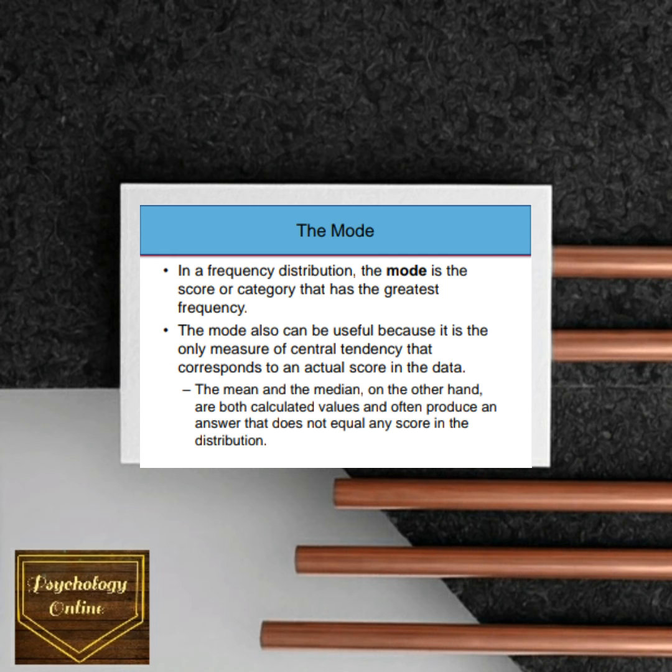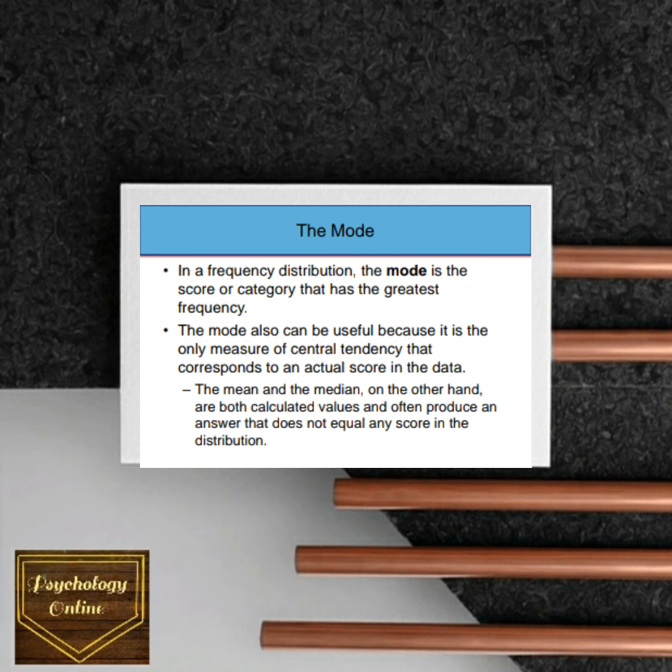The mode is the score or category in frequency distribution that has the greatest frequency. The mode can be useful because it is the only measure of central tendency that corresponds to the actual score, as compared to the mean and the median, which are calculated values and often produce an answer that does not equal any score in the distribution.